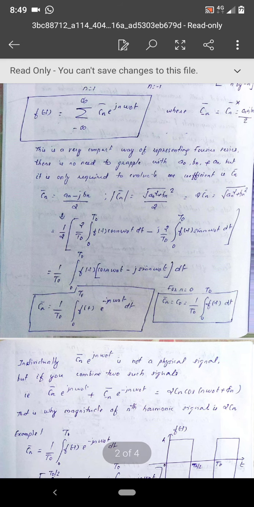That is, Cn bar e raised to j n omega naught t is not a physical signal, because an imaginary term is attached to it. That's not a physical signal. But you can combine two such signals and make the signal physical or real. How can you do that?